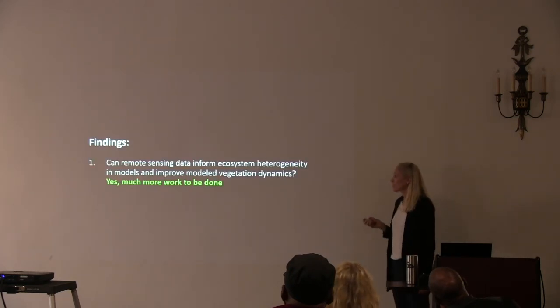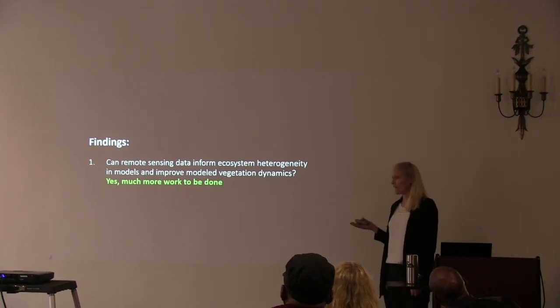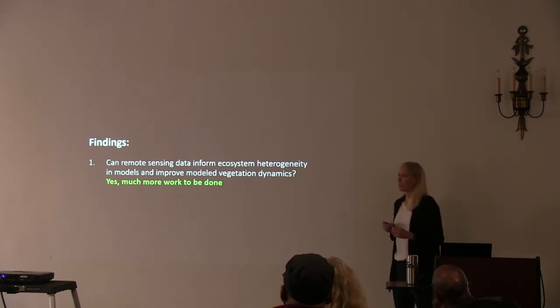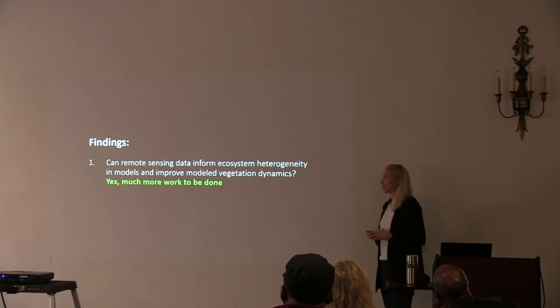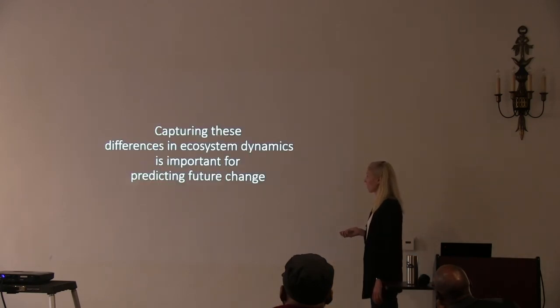So in short, yes, we can use remote sensing data to inform ecosystem heterogeneity. And I think this is a really exciting area for future research. But clearly there's a lot more work to be done to get it right. And I think there's a lot of different opportunities to also further explore what are the important traits that we're measuring from remotely sensed data that are worth incorporating in these models to get these dynamics right.